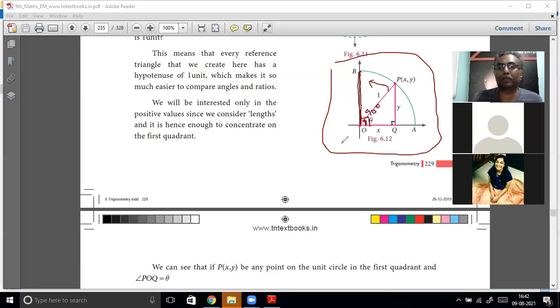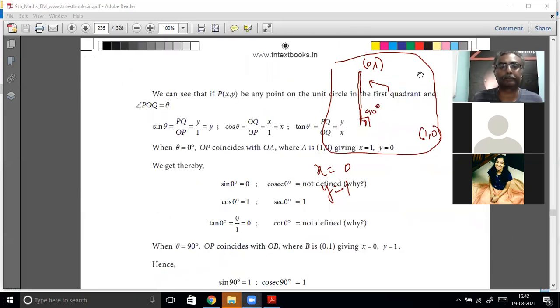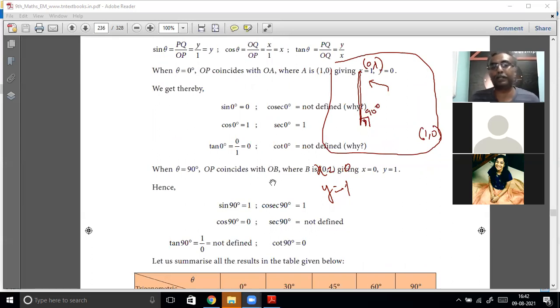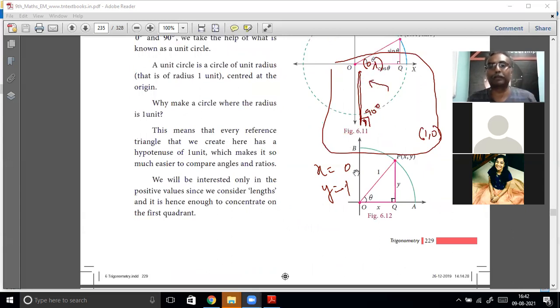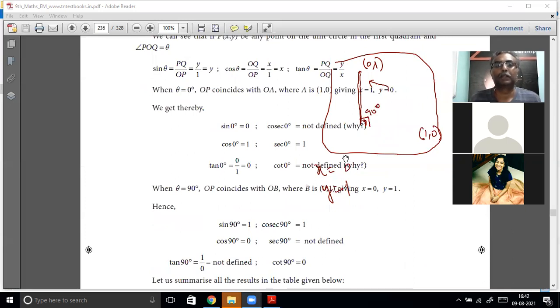So X is how much then? X is 0. Y is how much then? Y is 1. X becomes 0, Y becomes 1 in this case. So this point becomes 0, 1. This point was 1, 0. This point becomes 0, 1. You should remember X equal to 0, Y equal to 1. Theta is equal to 90. OP coincides with OB. That's what you just saw. OP becomes OB. It becomes vertical, where B is 0, 1, X equal to 0, Y equal to 1.